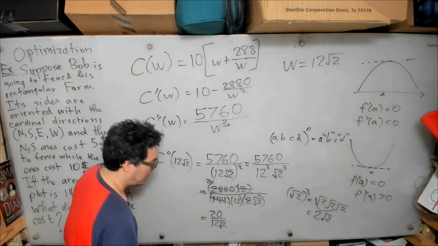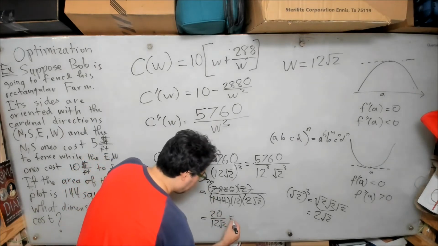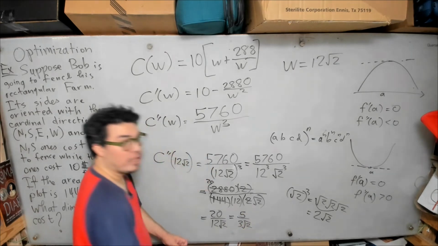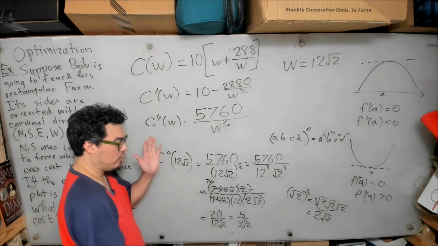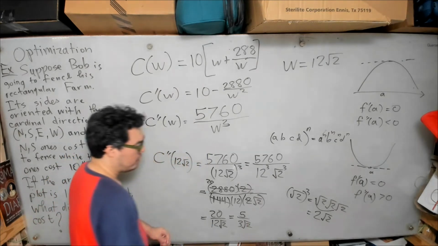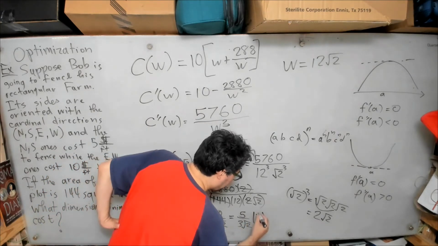Okay, and of course we can continue simplifying it. We can divide the top and bottom by 4. We get 5 over 3 square root of 2. Then we can rationalize it. Now a lot of students, when they're rationalizing it, will multiply the top and bottom by 3 square root of 2. Right? But you don't have to. In this case, we just have to multiply the top and bottom by the square root of 2.